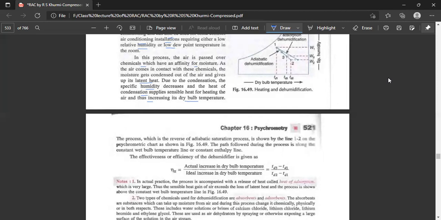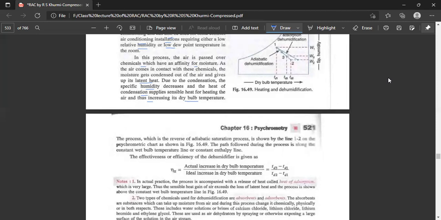The effectiveness or efficiency of the humidifier is given as ηH, the actual increase in the dry bulb temperature divided by the ideal increase in the dry bulb temperature. The actual increase is TD3 minus TD1, where TD3 is the temperature at point 3, and the ideal increase in the dry bulb temperature is the temperature at point 2 minus the initial, incoming dry bulb temperature, TD1.